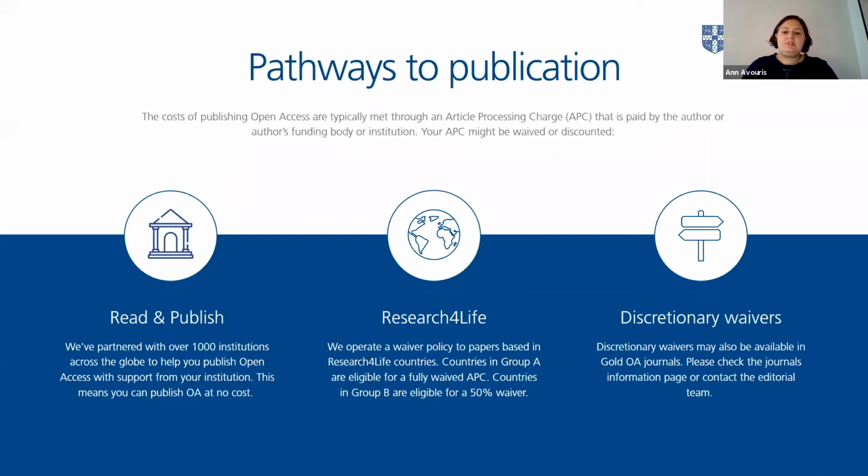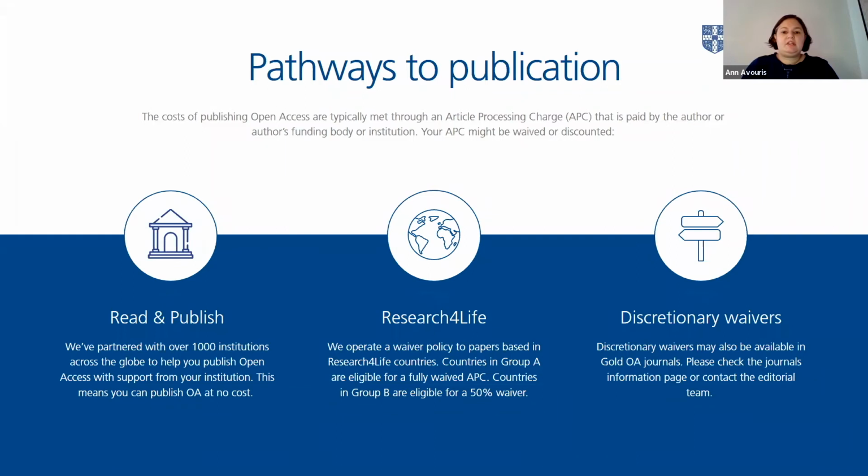It's important to note that under a read and publish agreement, full waivers or APC discounts are available to both gold open access and hybrid journals. As I mentioned, we now have agreements covering over 1,000 institutions worldwide, most of which offer a full waiver of publication costs. If you are not based at an institution that has already signed a read and publish agreement with us, we also have waivers and discounts available in our fully gold open access journals.